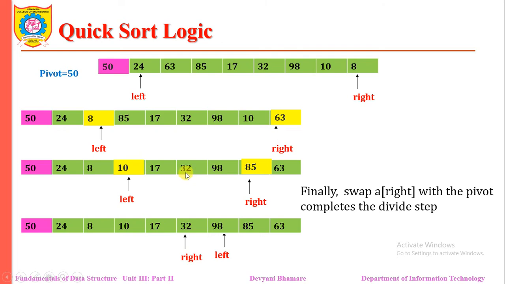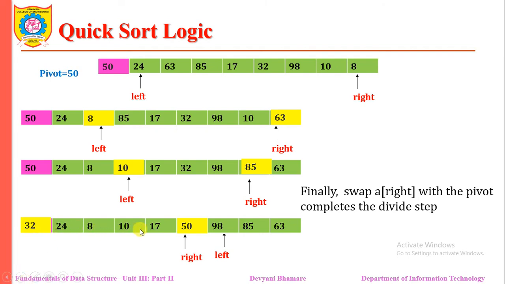But the index of left is now 7 and the index of right is 6, meaning the index of left is greater than the index of right. Then we need to stop. Now, in this case, we need to swap A of right with the pivot element. So this brings 50 to its appropriate place. So 50, the pivot element, is in its appropriate place and divides the list into two subparts.